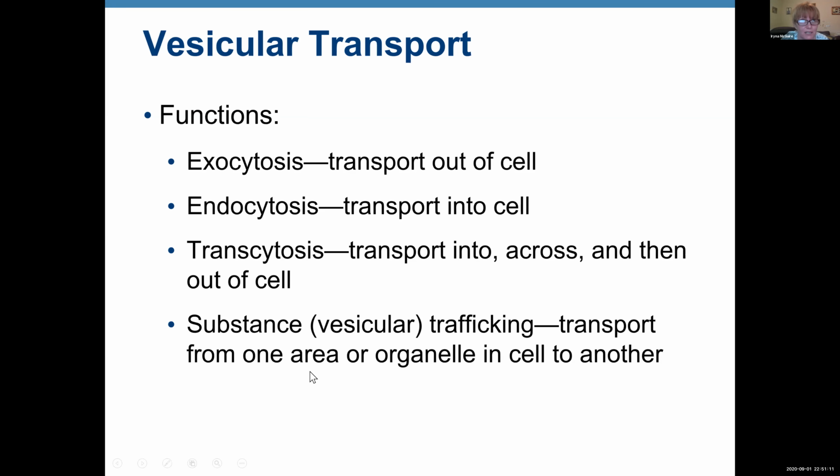Substance trafficking, for example, is when cells synthesize proteins, they can move those proteins from the RER to the Golgi apparatus, or from the Golgi apparatus towards the cell membrane. That would be substance trafficking.